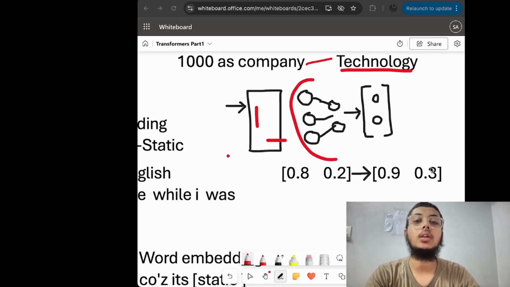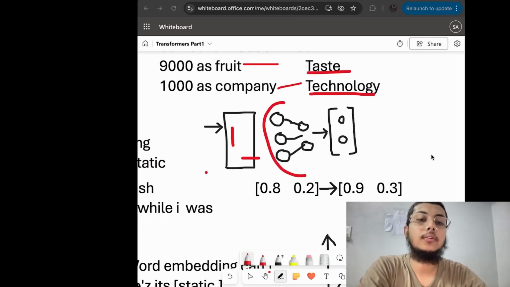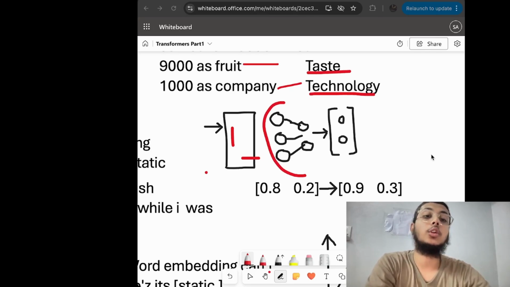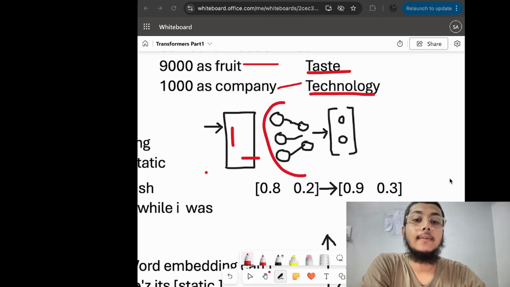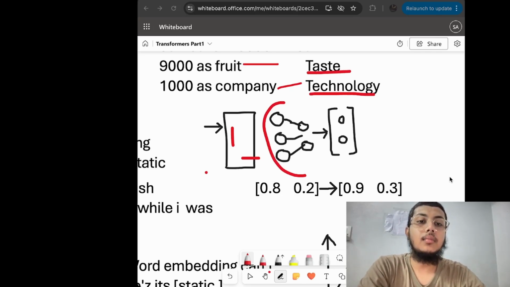If I can show it by drawing, if this is your taste dimension and this is your technology dimension, then there is a good chance that after seeing this entire data your word vector of apple will look something like this. I'm just trying to say how the word embedding will appear. It depends on your data set, because word embedding basically represents the average meaning of any particular word, not the meaning itself, but the average meaning in a vector. I hope you understood.